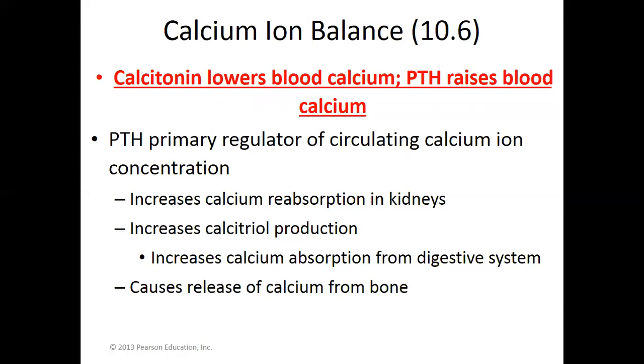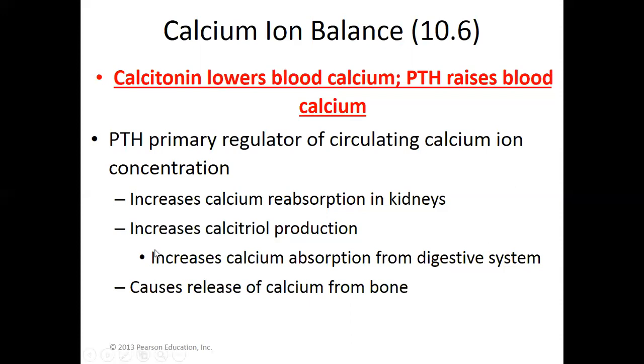So parathyroid hormone acts to regulate calcium ion concentration at 3 tissues: the kidney, the bone, and the digestive system. So increasing calcium reabsorption in the kidneys basically keeps calcium in the body. So when calcium is too low, parathyroid hormone helps bring it back up by inhibiting calcium excretion in the urine, by reabsorbing it from the kidneys back into the blood, and increases calcitriol production.